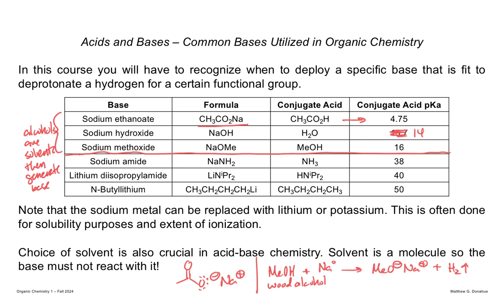The next one is sodium amide, and that's the conjugate base of ammonia. So there it is, NaNH2. That's actually run in ammonia as solvent as well. And the pKa of ammonia is 38. So what that's telling you is that sodium amide is a much stronger base than the alkoxides are.